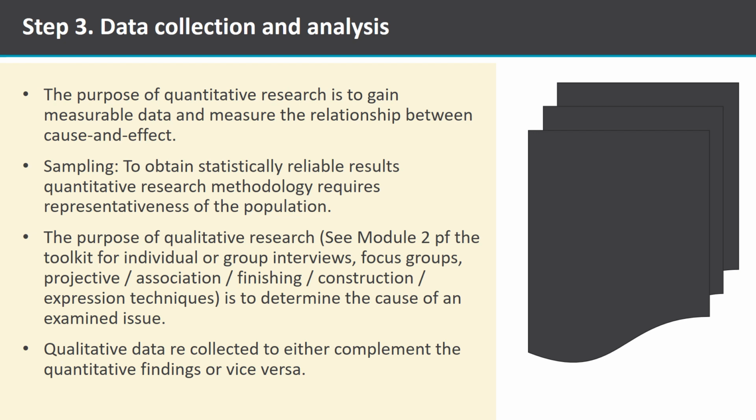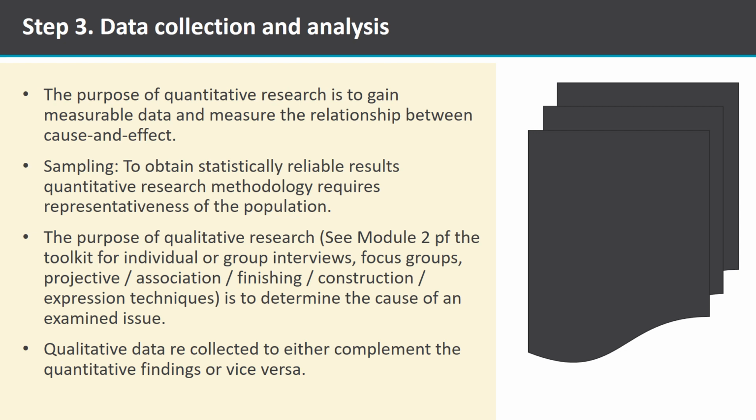The purpose of quantitative research is to gain measurable data and measure the relationship between cause and effect. Sampling obtains statistically reliable results. Quantitative research methodology requires representativeness of the population.